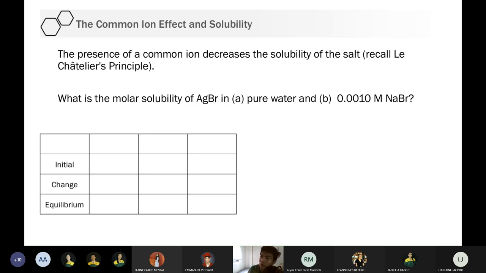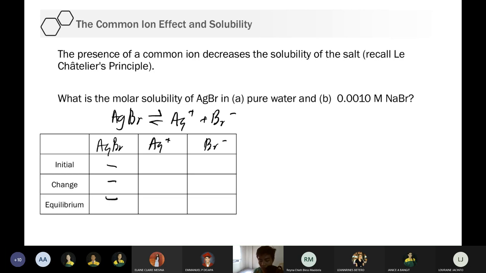Okay. So, to show this phenomena, let's answer this problem. What is the molar solubility of AgBr in water and in 0.001 molar NaBr? Okay. So, in water, ibig sabihin wala tayong ibang ions. So, that means we are not concerned with the common ion effect nor the diverse ion effect or the electrolyte effect. So, as is lang tong calculation natin dito. So let's show the dissociation of AgBr into ions. So AgBr, Ag plus, Br minus.